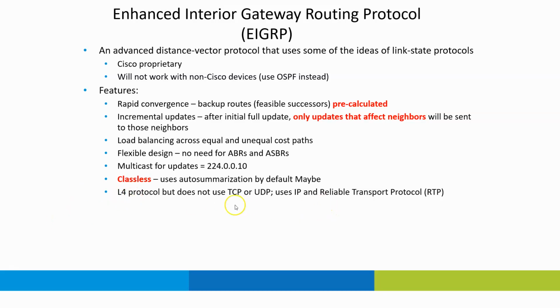The layer 4 protocol uses a reliable transport protocol, which has its own packet types: hello, update, query, reply, and acknowledge. Something that's kind of similar for everything else. The hello is still there, it just confirms that the neighbor is still there.